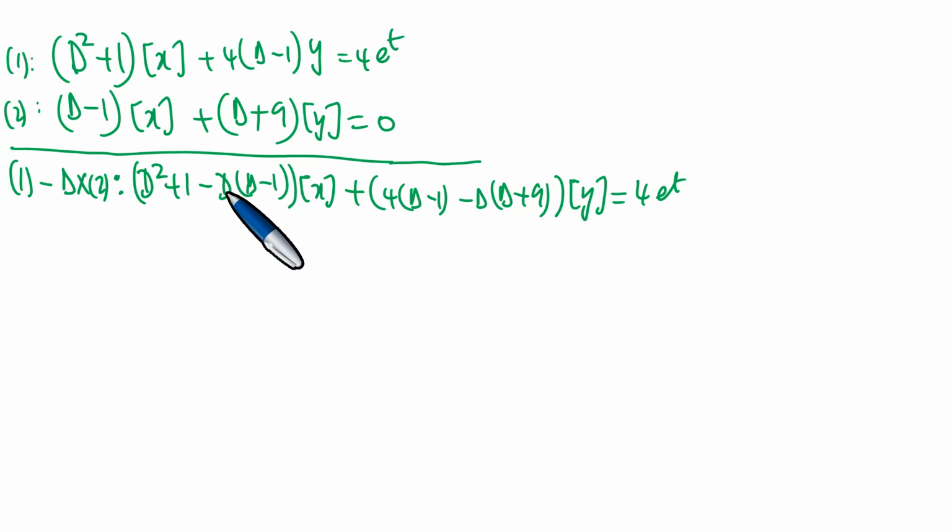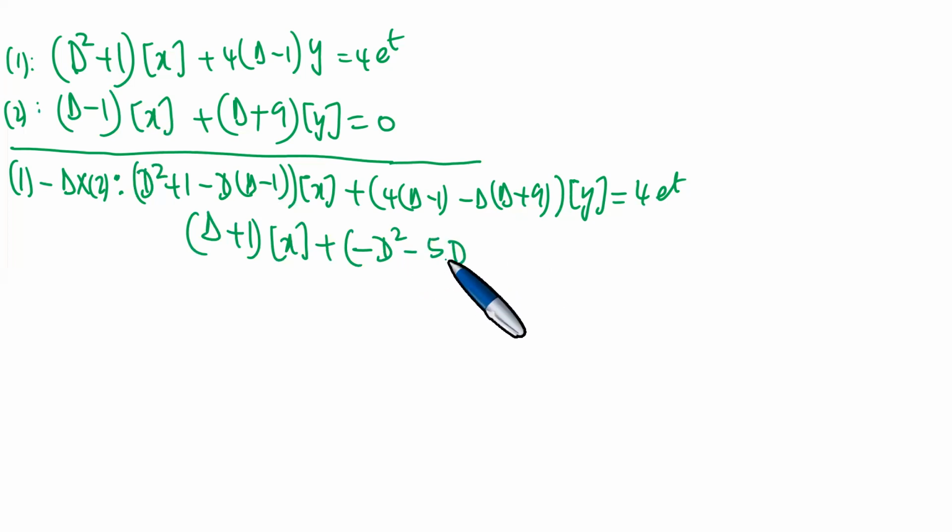And now what do we get? Then we have d squared minus d squared, which is zero, and then we have the d plus one. So this becomes d plus one into x. And then now we have plus here, 4d minus d squared minus 9d. So there's a minus d squared, but also there is a 4d minus 9d, which is minus 5d. Right, so you have a minus 4 that's going to come out of that, which is 4e to the t.